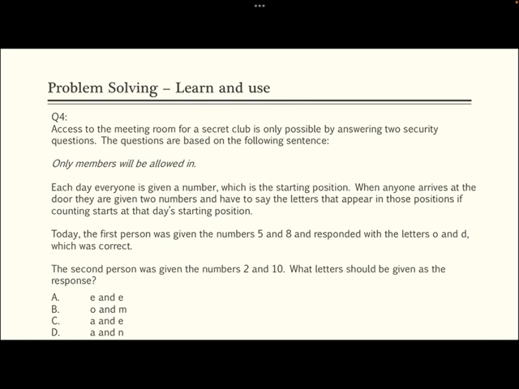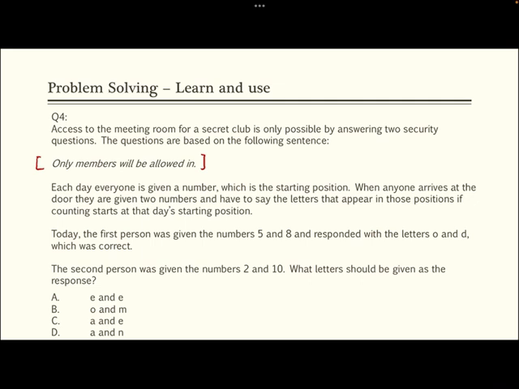Look at question number 4. This question is actually just to show us how we use the problem solving process we just discussed in the previous pages. Let's read the question together. Accessing the meeting room for the secret club is only possible if you answer two secret questions. The questions are based on the following sentences. All right, so look at the italic words here.